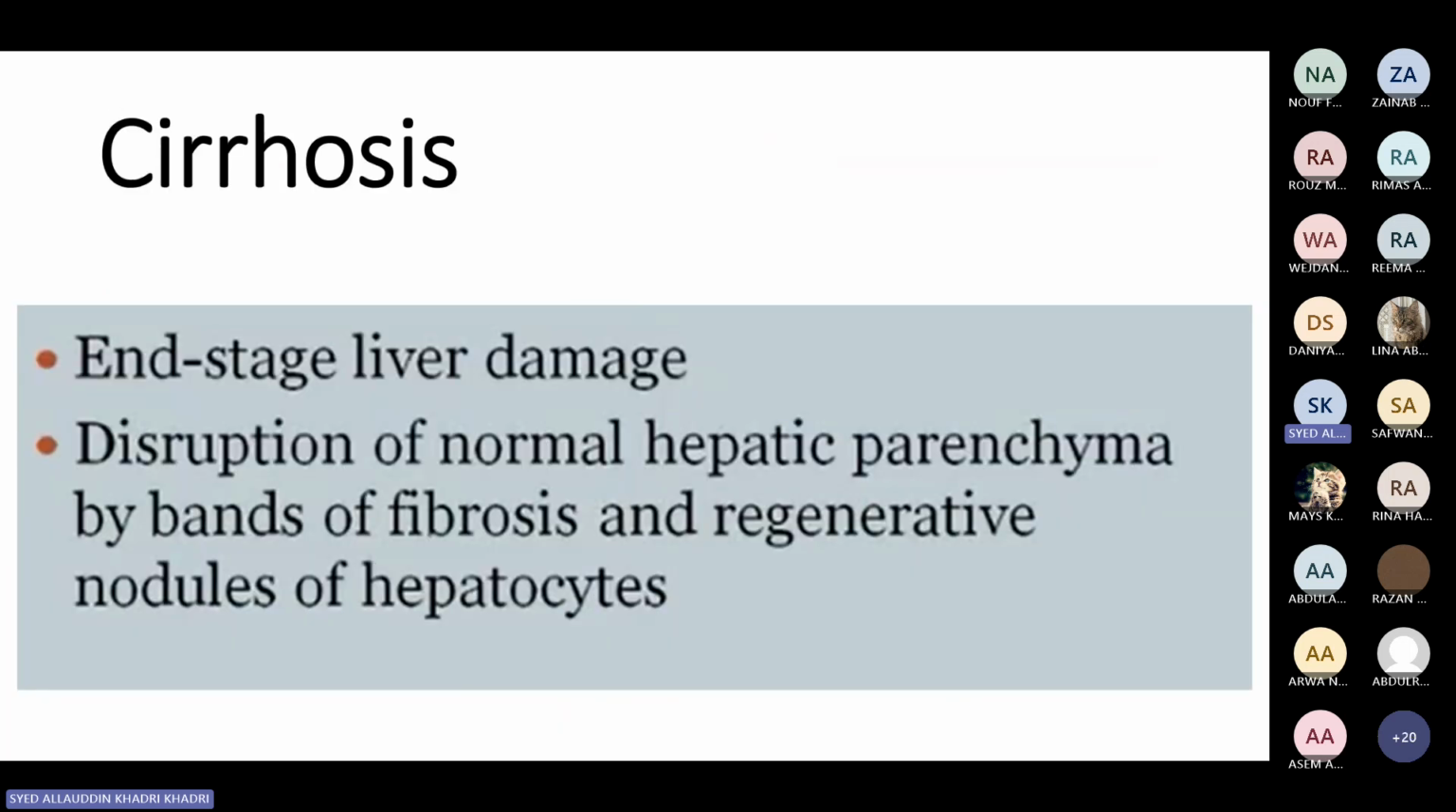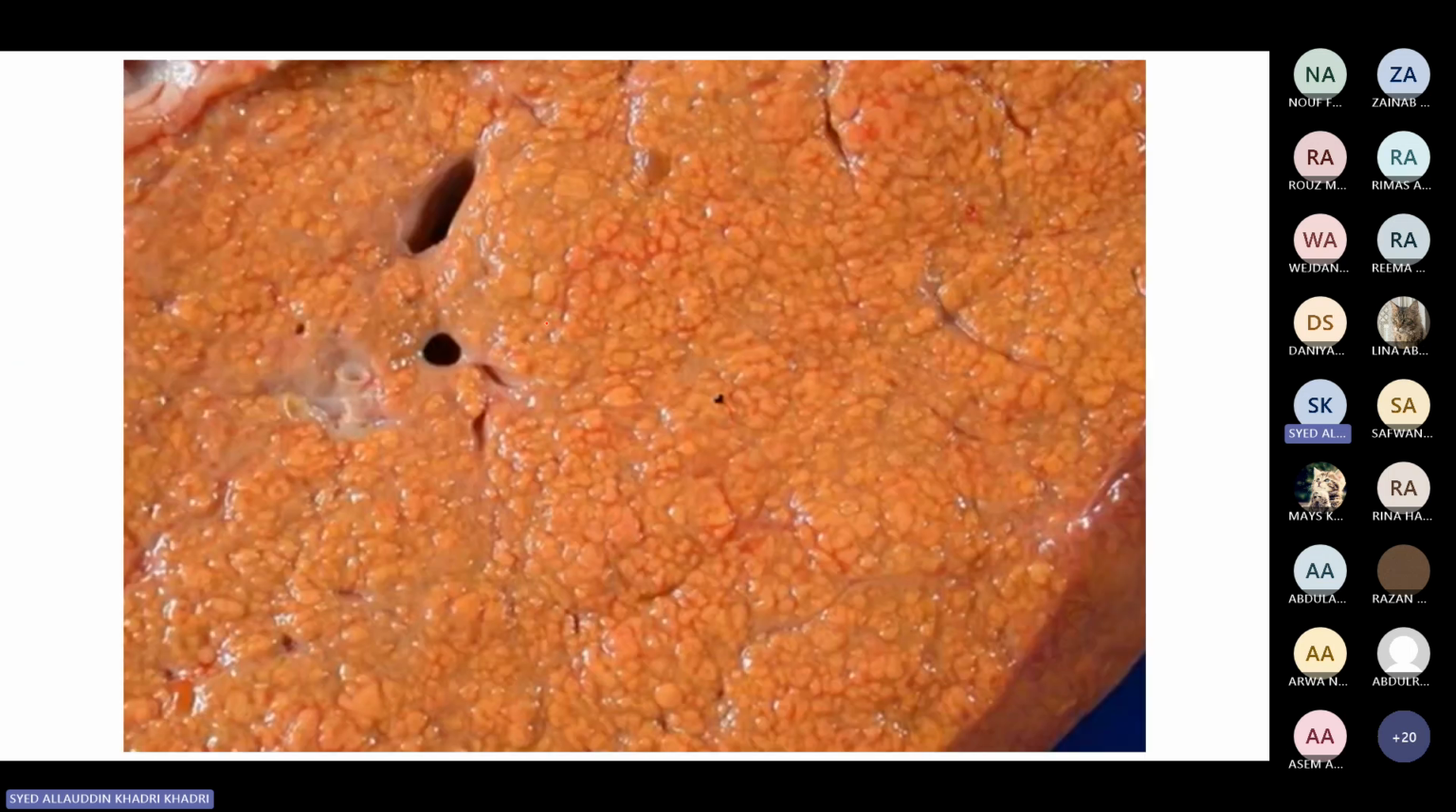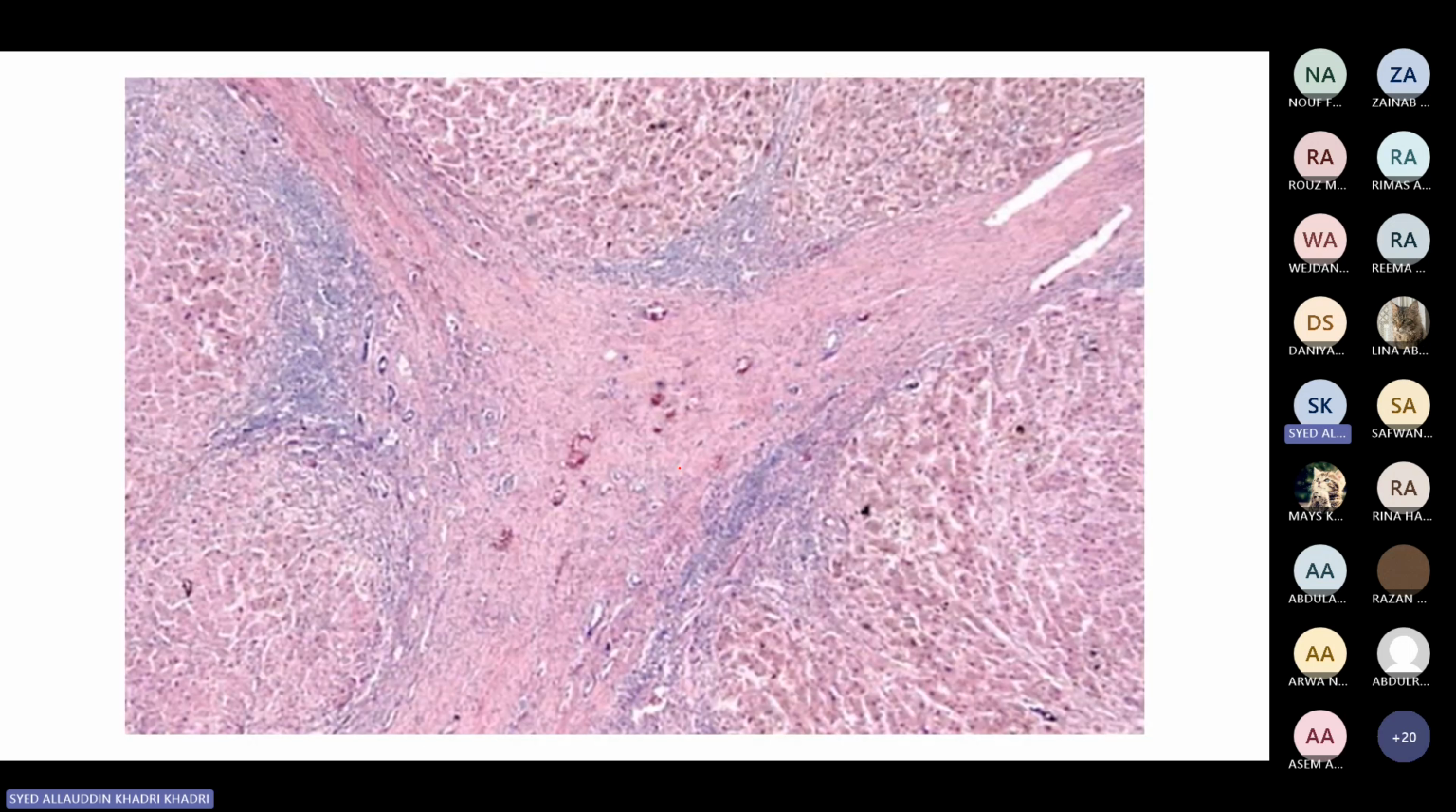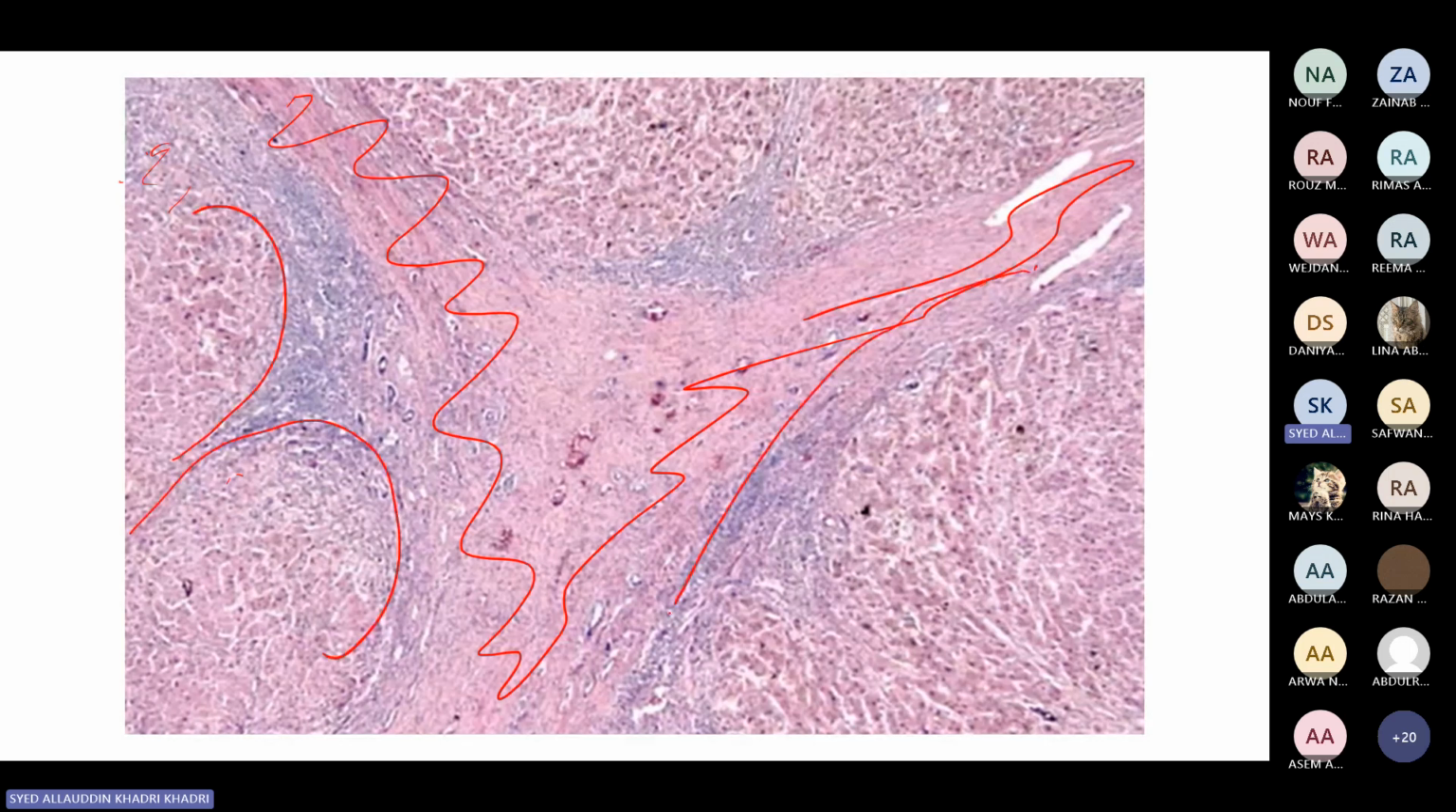Okay. Cirrhosis is basically the end stage liver disease, the liver end stage before dying: disruption of the normal hepatic parenchyma by bands of fibrosis and regenerative nodules. I've shown you before all the small nodules you saw in the previous case. And you can see over here all these fibrous bands, and these are the regenerative nodules. You can see the regenerative nodules very clearly.